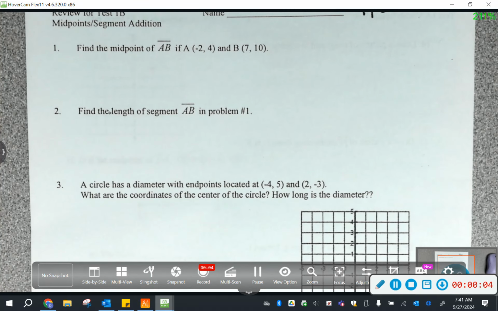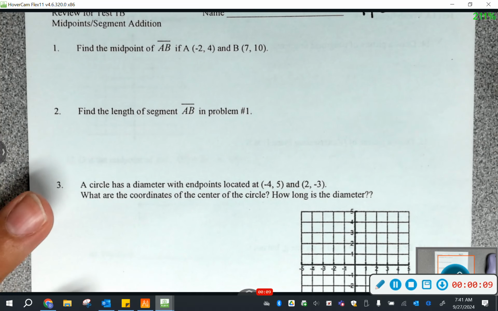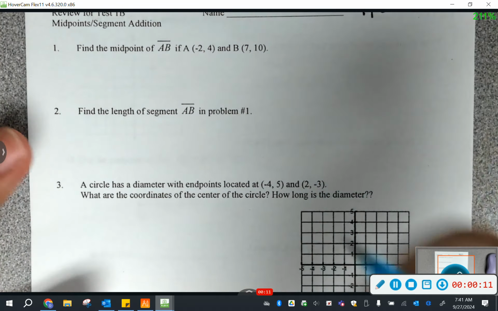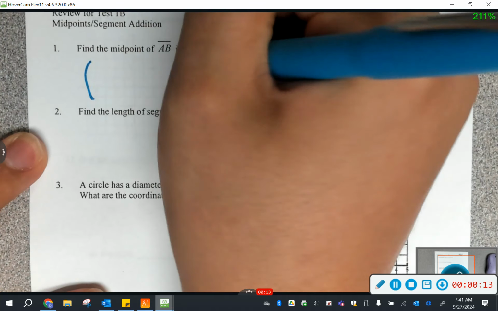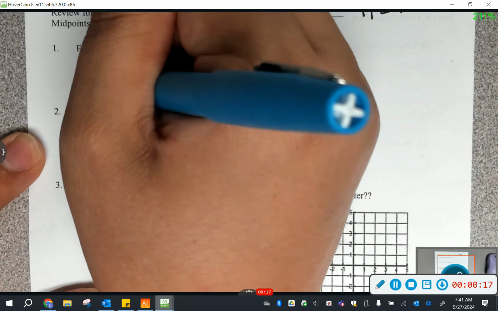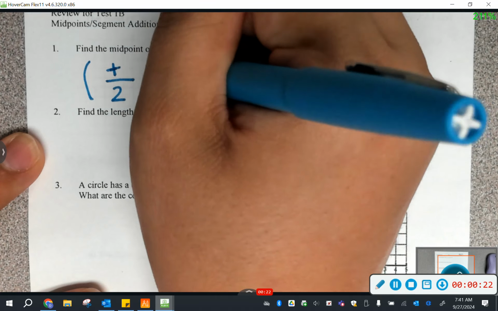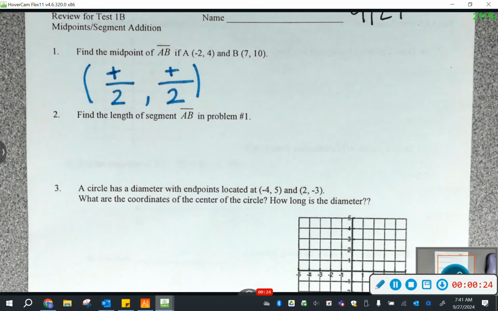Midpoint. Again, we just did this on the warm-up. You are going to use the midpoint formula. As I was walking around, a lot of y'all were rocking this. So remember, you need parentheses with the comma, and you're getting a point. You are going to add the x's, divide by 2. Add the y's, divide by 2.